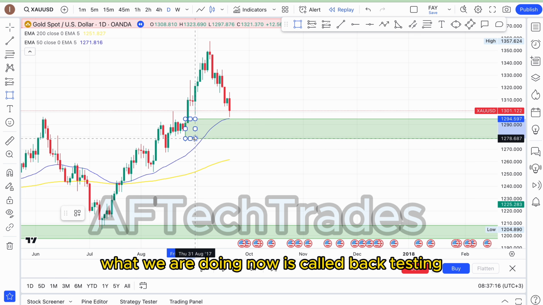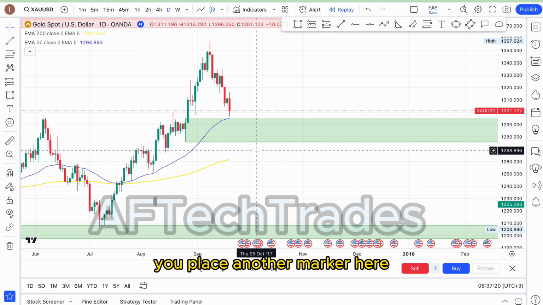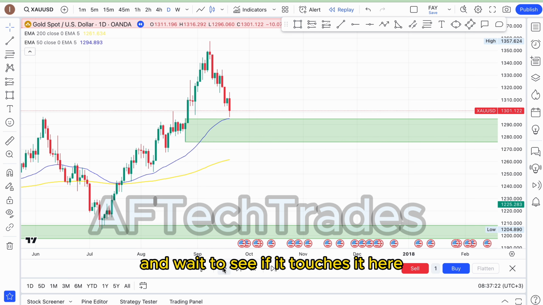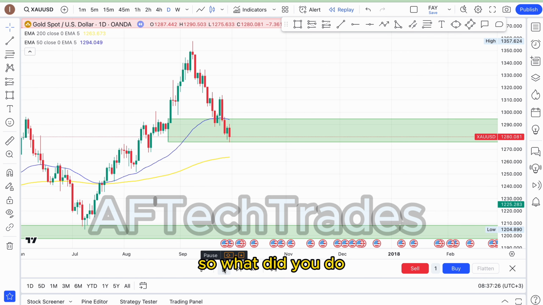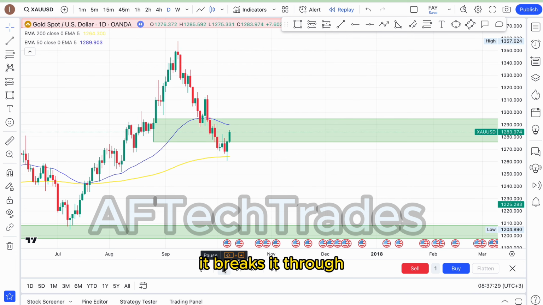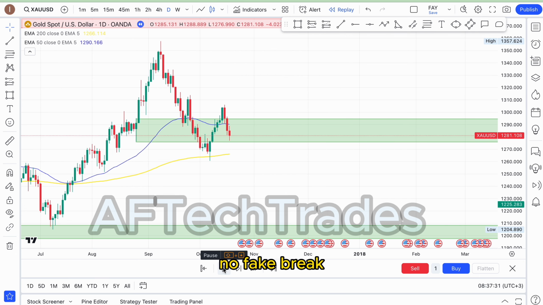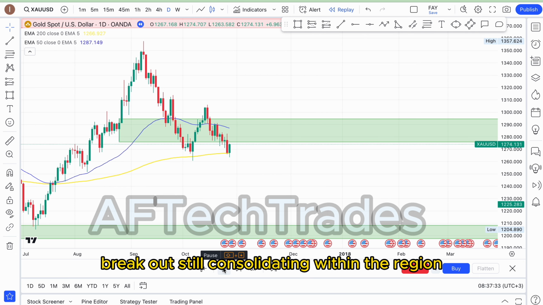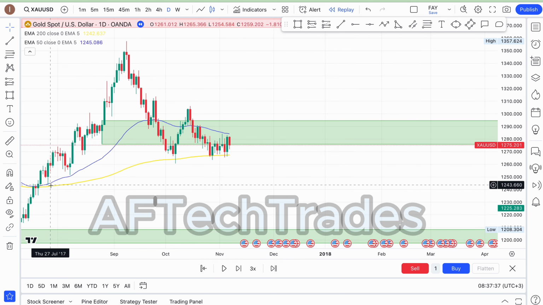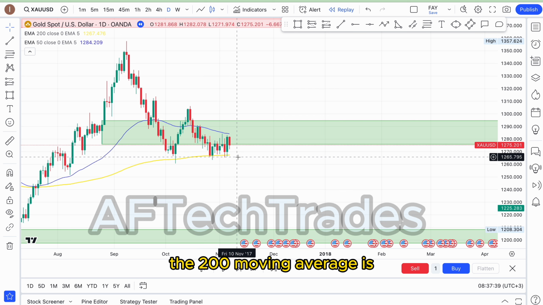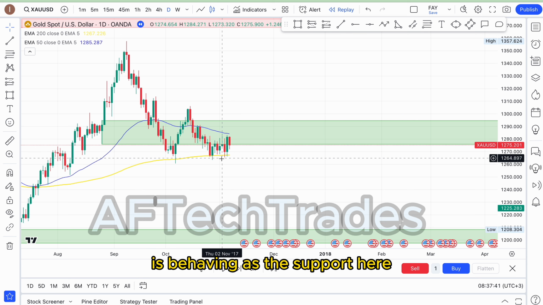What we are doing now is called back testing. You place another marker here and wait to see if it touches it here. It touches it. So what did it do? It breaks through. No, fake breakout, still consolidating within the region. And again, the 200 moving average is behaving as the support here.